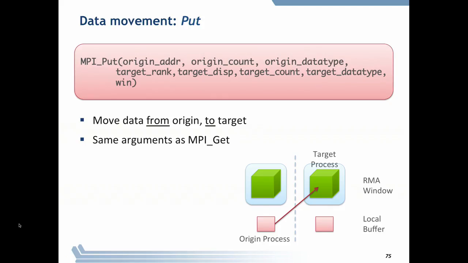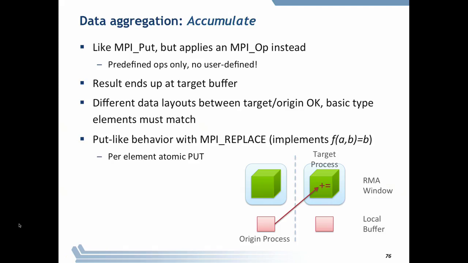Put is just the reverse, but again, it has the same sort of arguments. So you describe the memory on the origin process, the process that is making the call, and then where the data is going to go on the target process. So we've got a target rank, displacement, where in that memory region, and then the count and data type.